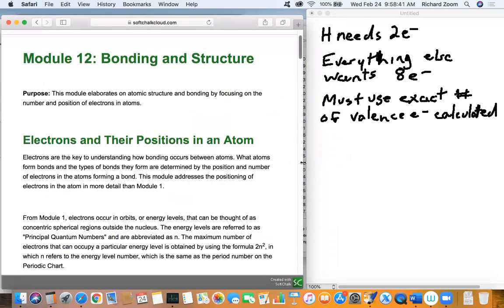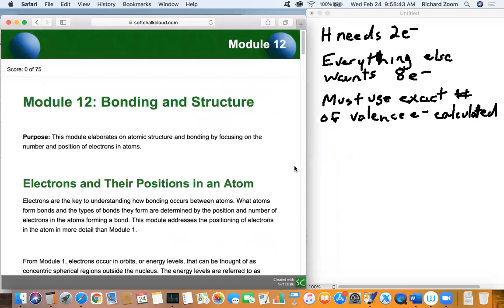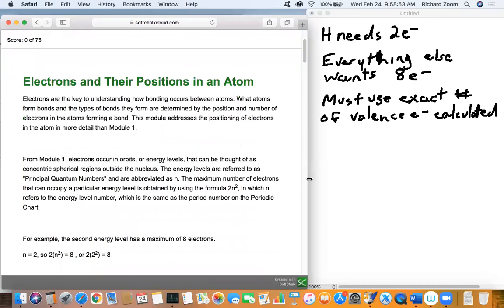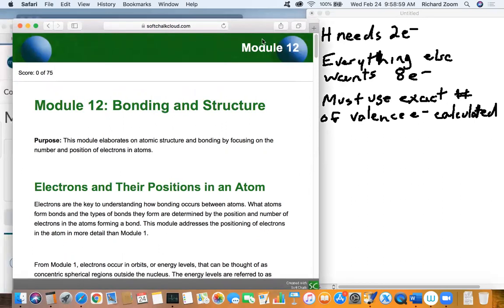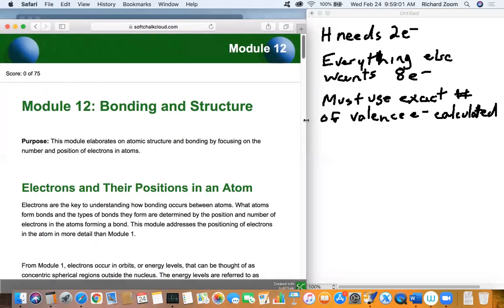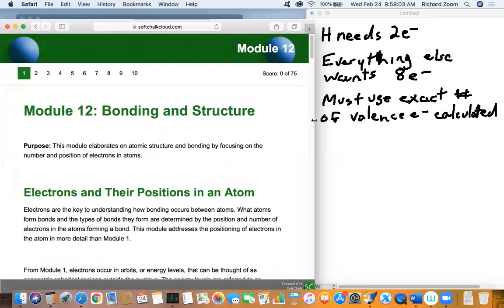So go back to... come on. Having a little bit of trouble here enlarging this. Let's try it again. There we go.